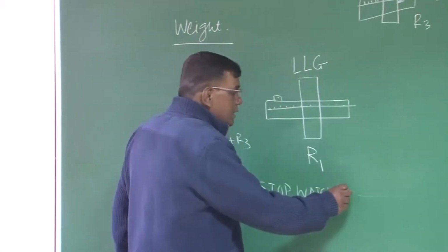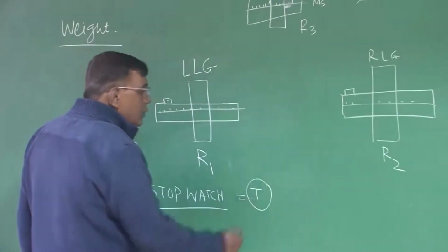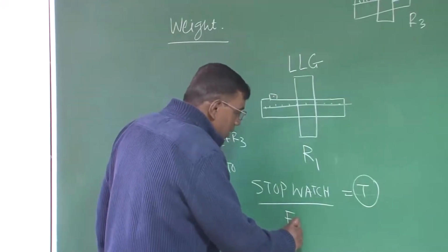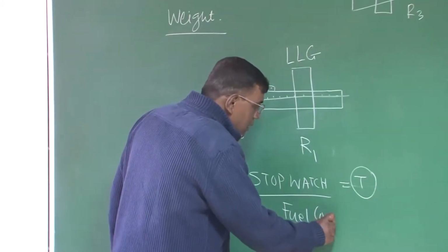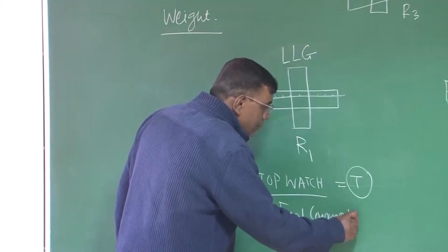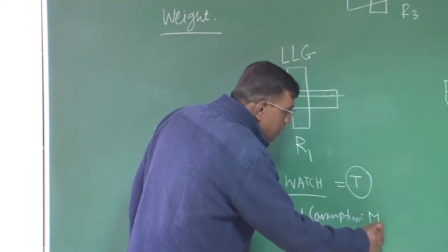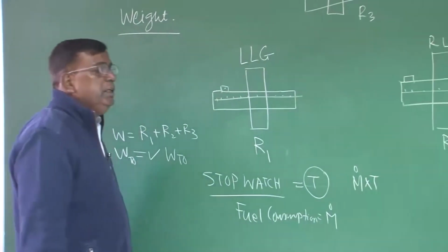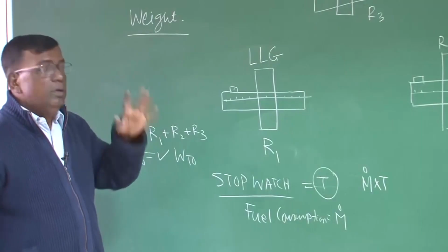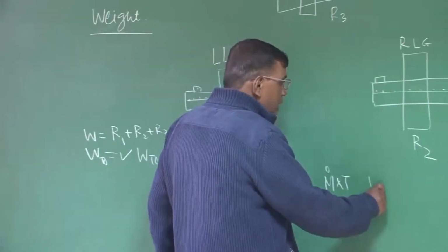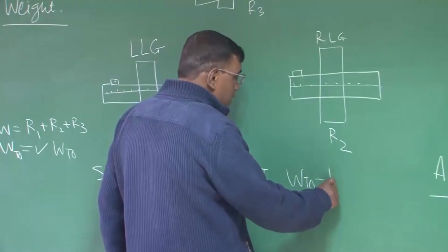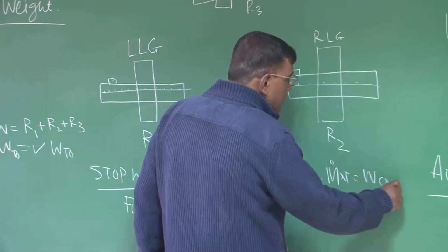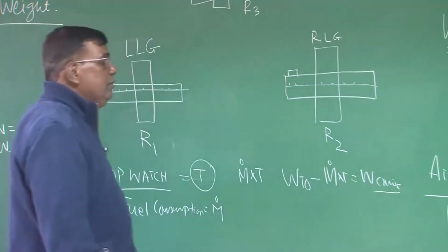And let's say that time is T, and you know the fuel consumption of the airplane, let's say that is m dot. So during calculation, you multiply m dot into T, so that much fuel has been consumed. So whatever W takeoff you have measured, you minus m dot into T, so that becomes your W cruise with which you are doing the experiment.